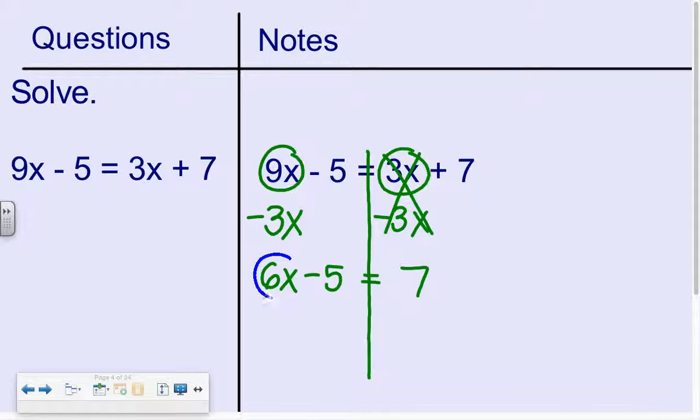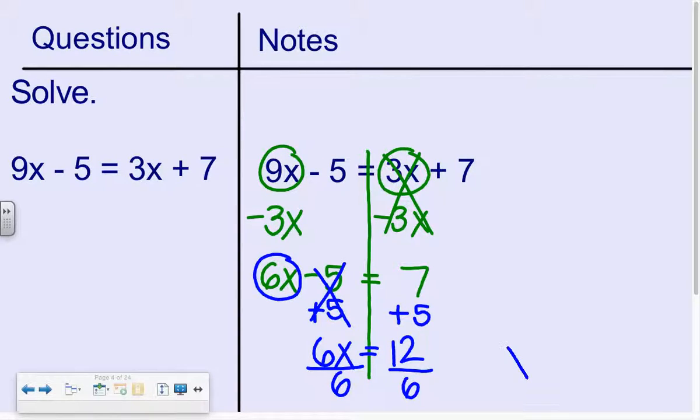So now 6 is paired with my x, so I want to get rid of the minus 5. Add 5 to both sides. To get the x by itself, I have to divide both sides by 6, and I end up with x equals 2. I'm not going to check my answer again, but if I wanted to, I could plug in my 2 here and here and make sure that I got the right answer.